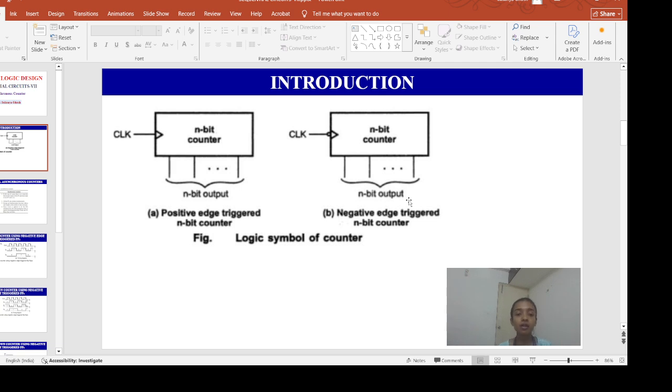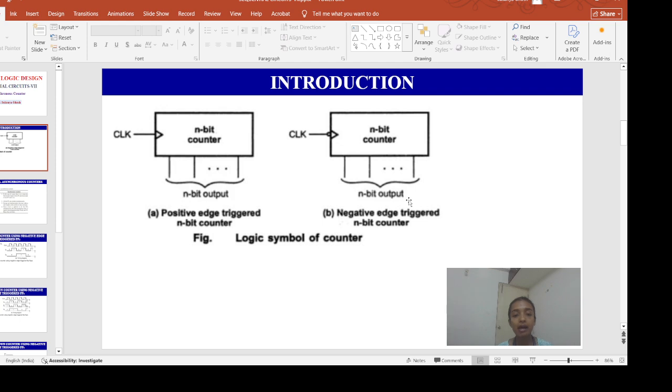Similarly, for a 3-bit counter, how many flip-flops do we need? We need 3 flip-flops. And it will have 2 to the power 3, that means 8 states. It divides the input clock frequency by 2 cubed, that is 8. In general, an n-bit counter will always have n flip-flops and 2 to the power n states and divides the input frequency by 2 to the power n. Hence, it is a divide by 2 to the power n counter.